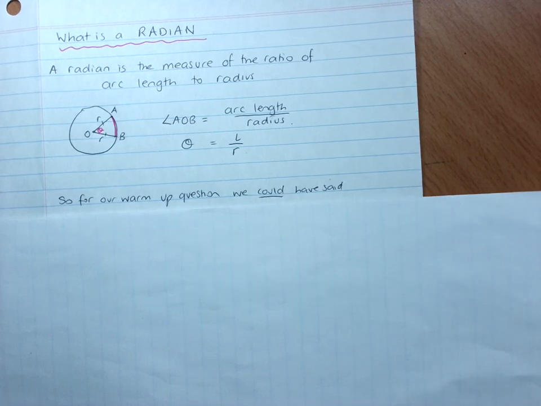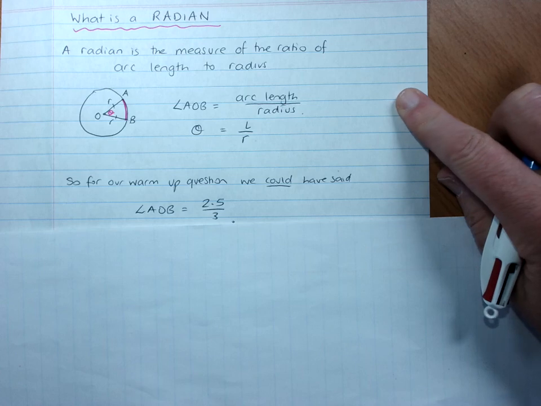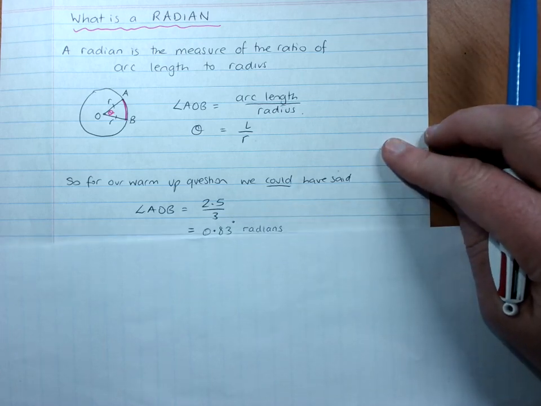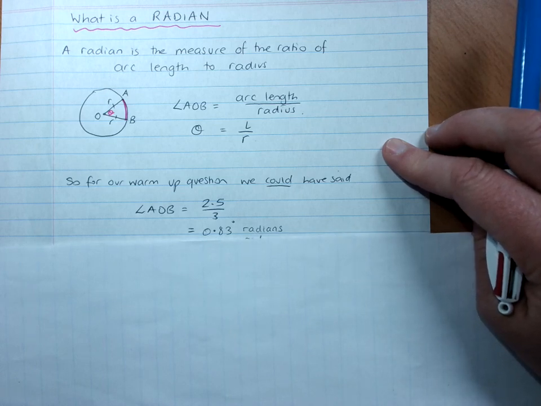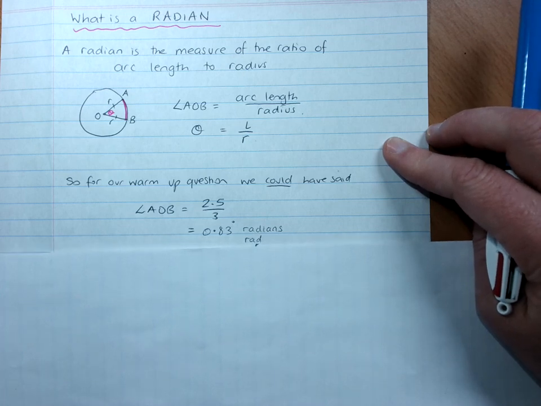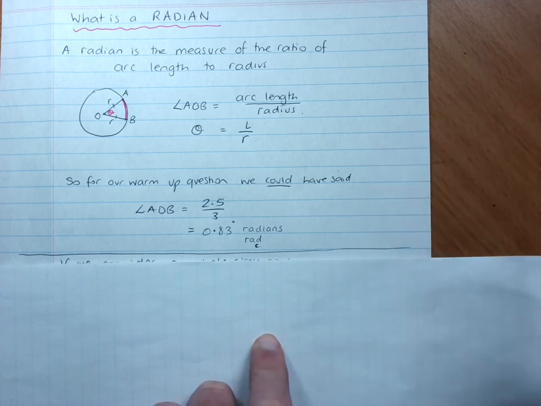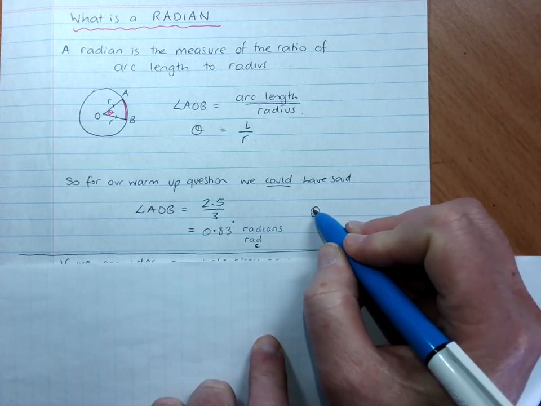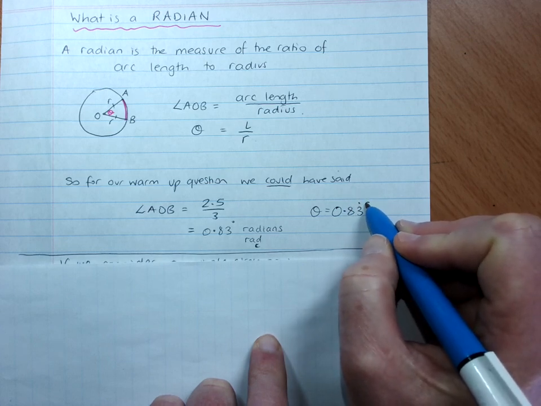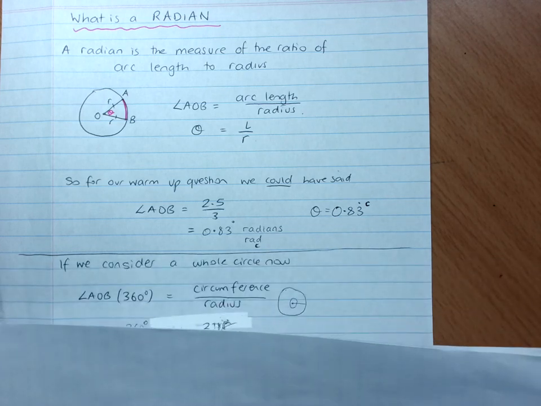So for our warm-up question, what we could have said was that angle AOB is equal to 2.5, which was the length of the arc, over 3. And when we do 2.5 divided by 3, our calculator gives us 0.83 recurring radians. This could have been written as 0.83 rad or a little c. So I could have written that as theta equals 0.83 recurring. And that just is meant to be part of a circle, which is exactly what it stands for.